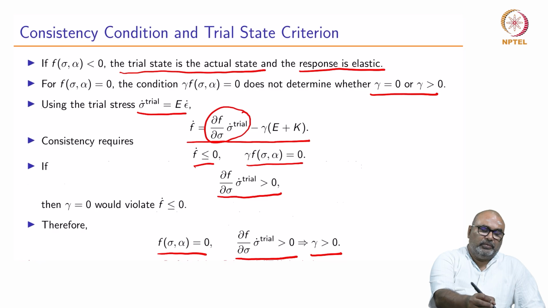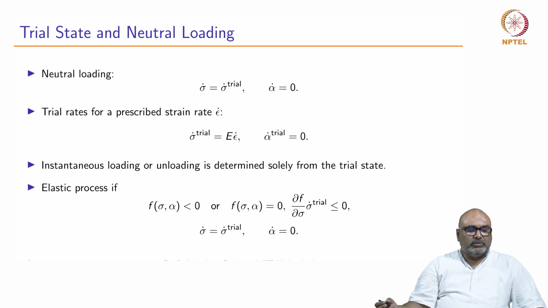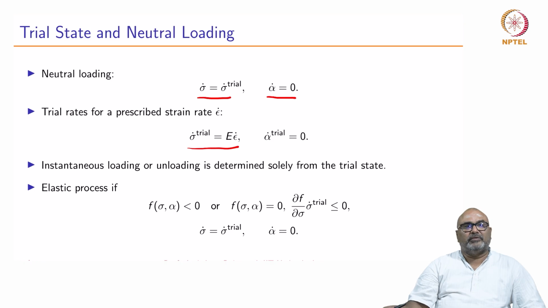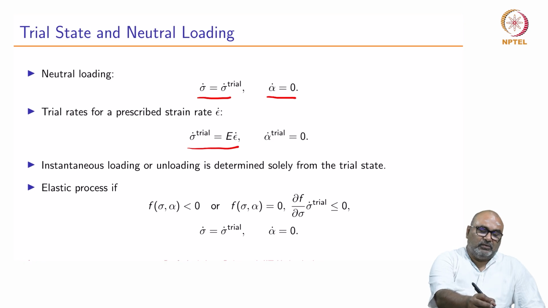So, how do we understand this? We will look at it. So, when the trial state is sigma dot is equal to sigma dot trial and alpha dot is equal to 0, the trial strain rates are the same as the prescribed strain rate. Sigma dot trial is equal to E times epsilon dot and alpha dot trial is 0. So, the instantaneous loading or unloading is determined solely from the trial state and it is an elastic process when f of sigma comma alpha is less than 0, or it is an elastic unloading.